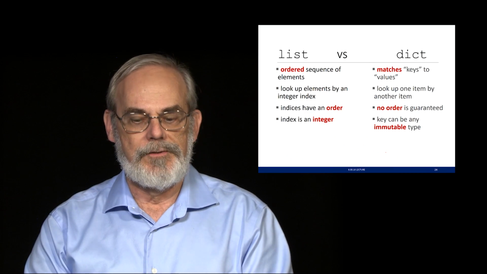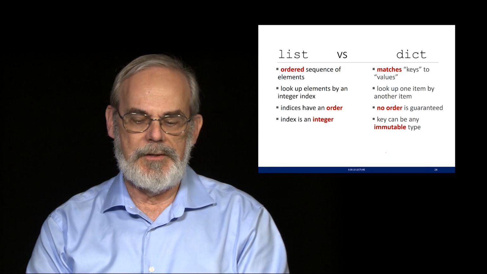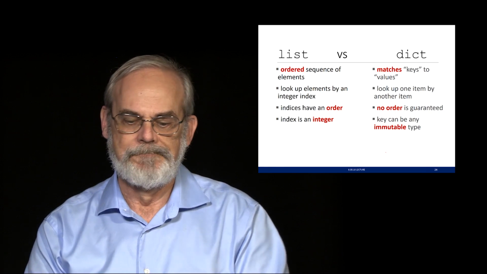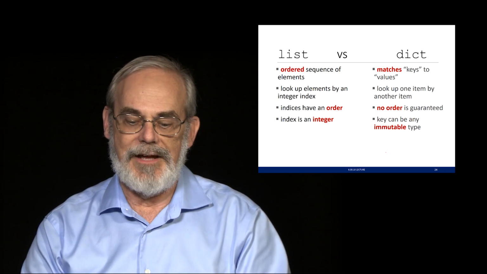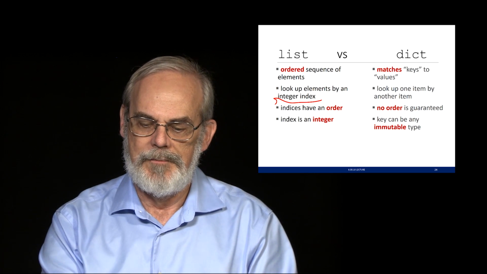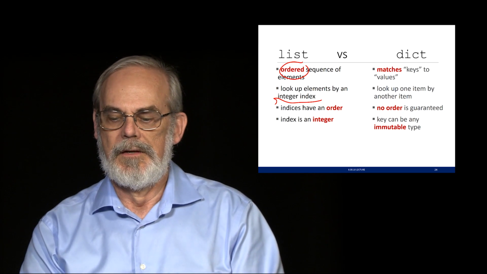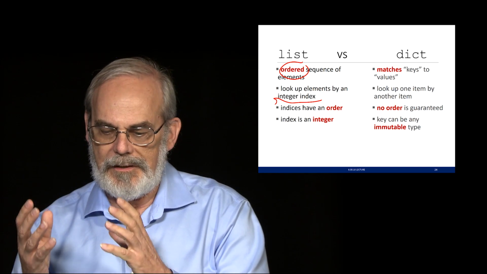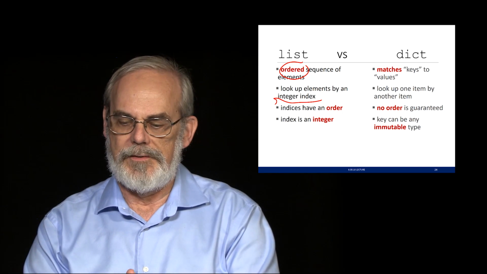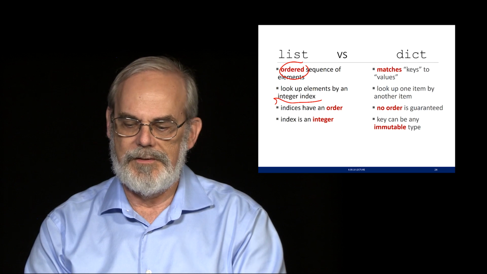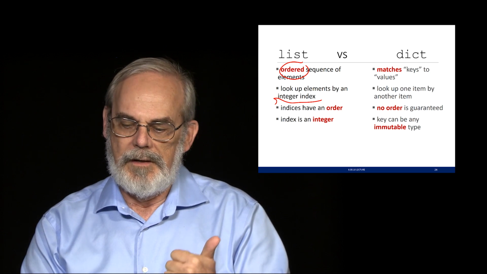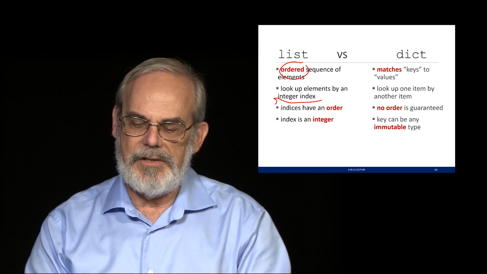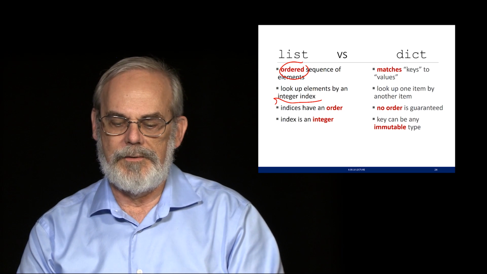So just to compare the differences between a list and a dictionary. A list is an ordered sequence of elements. And in fact, I index it by using an integer index because I know it's ordered. A dictionary is simply a collection of entries. I'm going to match keys to values. There's no particular order to them. And I can look up one item by simply using that key to try and pull out the piece that I want.